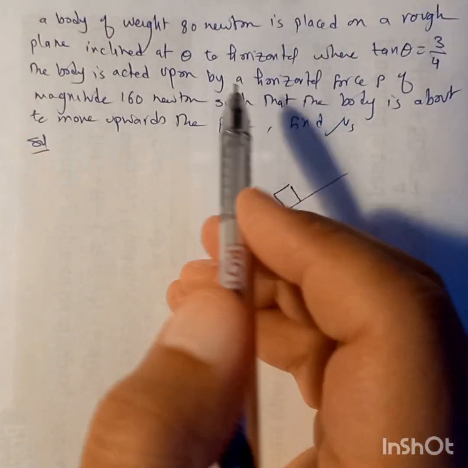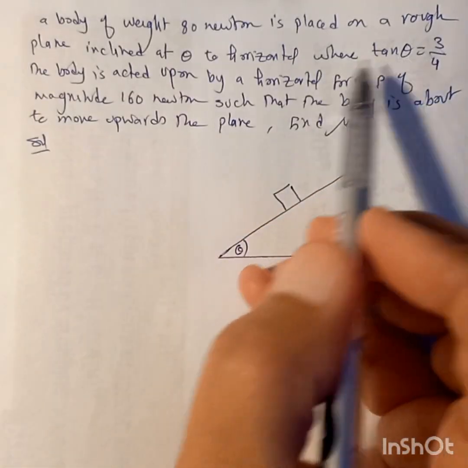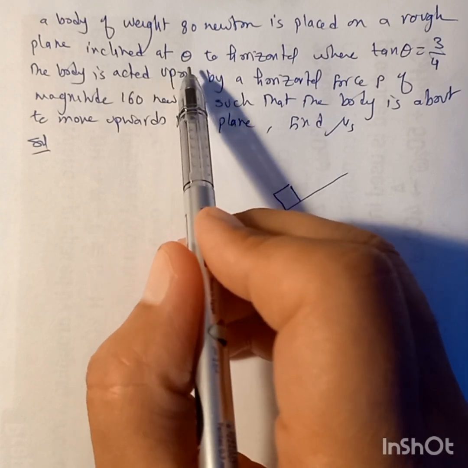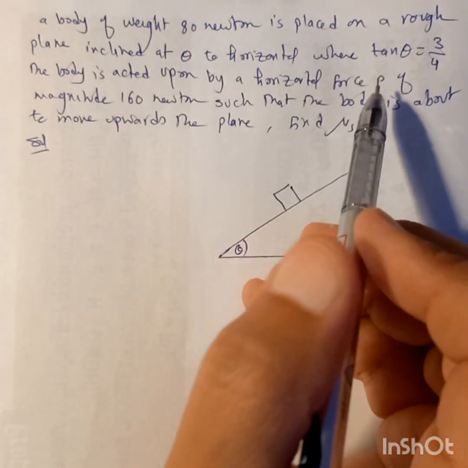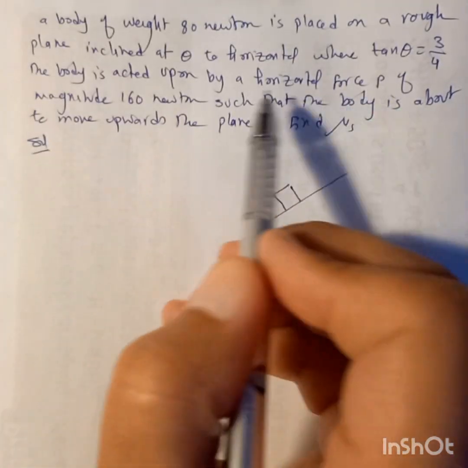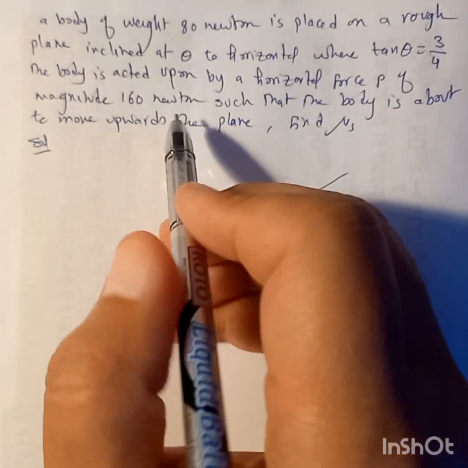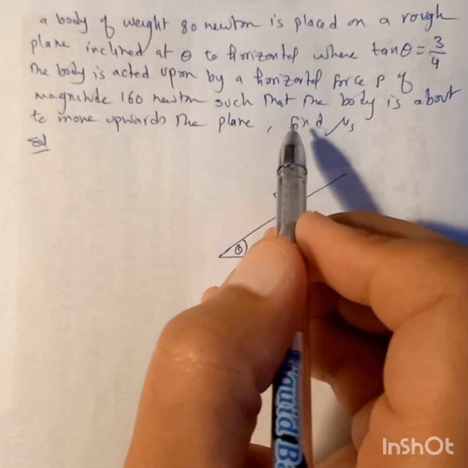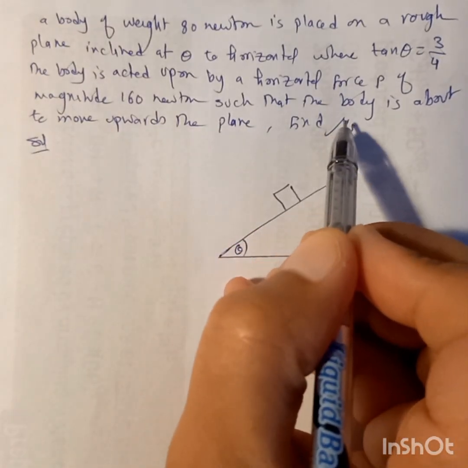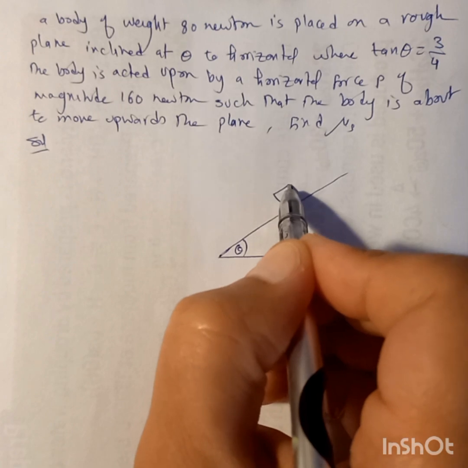We have another example. A body of weight 80 Newton is placed on a rough inclined plane, inclined at theta to the horizontal, where tan theta equals 3/4. The body is acted upon by a horizontal force P of magnitude 160 Newton, such that the body is about to move upward along the plane. Find mu s, the static friction coefficient between this body and this inclined plane.